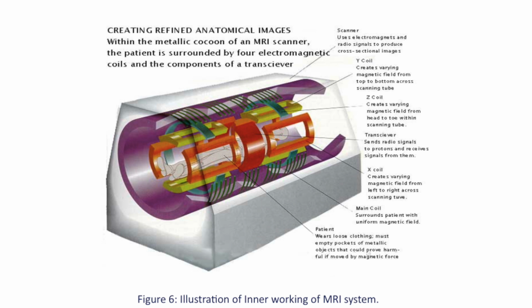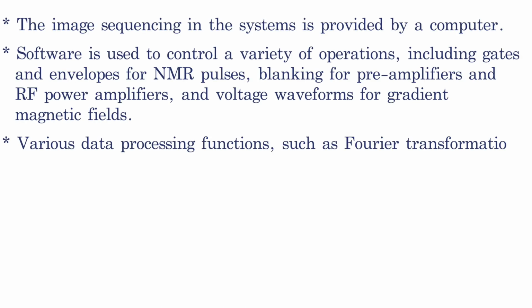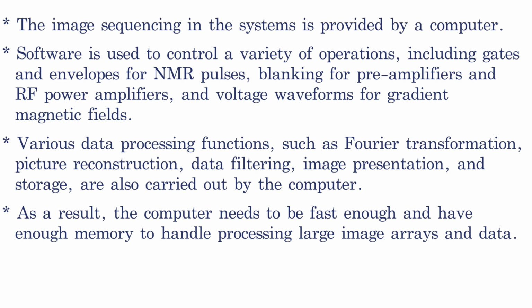Transceiver sends radio signal to protons and receives signals from them. Scanner uses electromagnets and radio signals to produce cross-sectional images. The image sequencing in the system is provided by a computer.